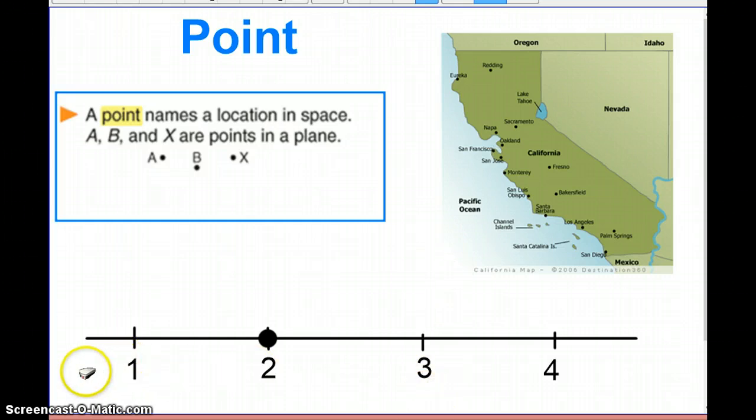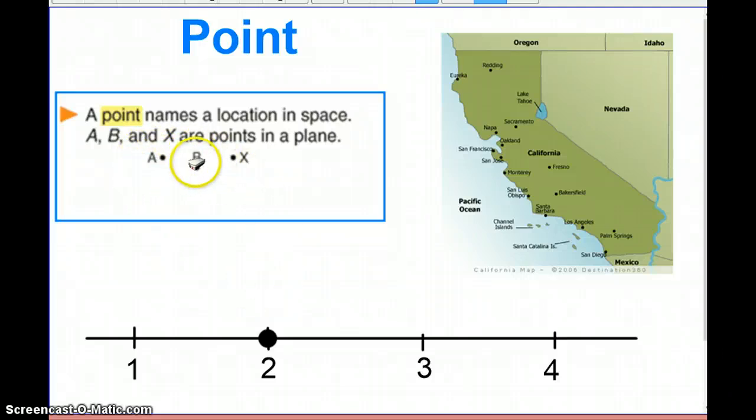We also see points on a number line. So here's our number line. This is point 2 on this number line. A point can name any location in space, and you can name a point anything you'd like. We will be looking at points that are labeled or named with letters. So for example, right here, this is point A.